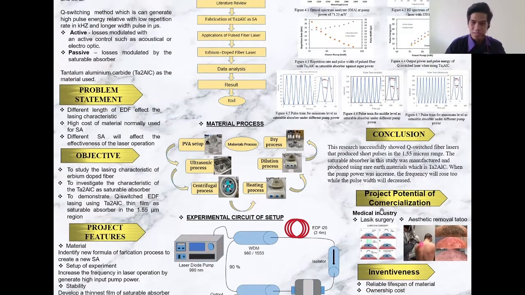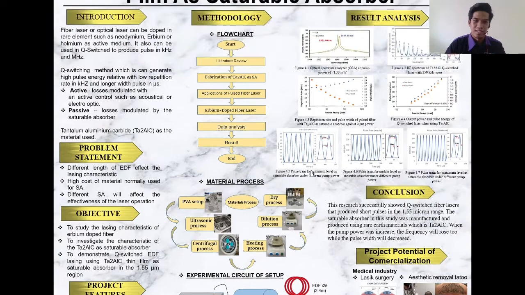So the conclusion for this project is, this research successfully shows a Q-switch fiber laser that produces short pulses in the 1.55 micron range. The saturable absorber in this study was manufactured using a rare element material, tantalum aluminium carbide. When the pump power was increased, the frequency rose too, while the pulse width decreased.